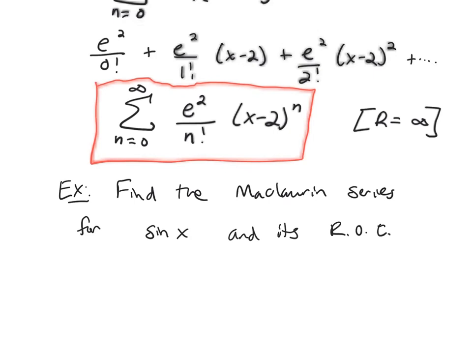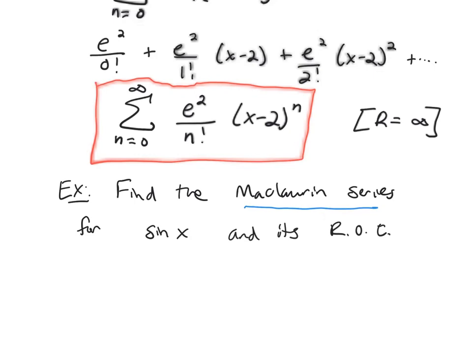Maclaurin series, I see the word Maclaurin series. That automatically tells you what you're centered at. What am I centered at? 0. That's my A value, it's 0. Anytime you see Maclaurin, automatically think A equals 0.